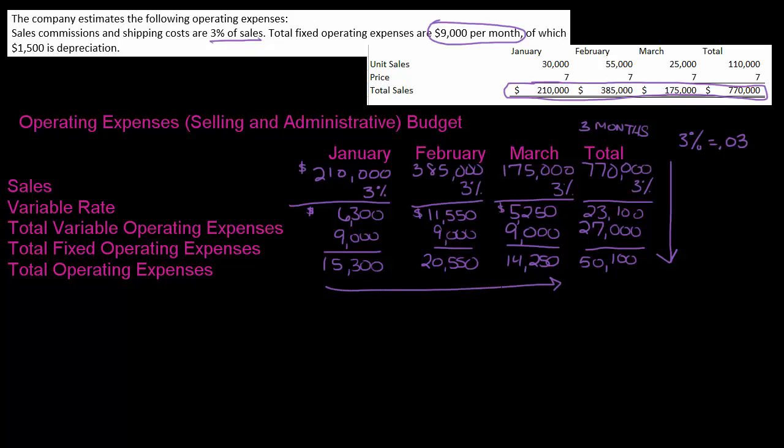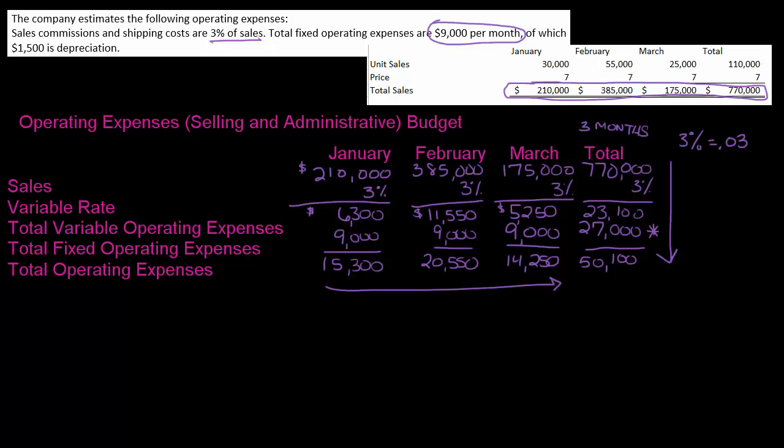Now remember again that your math has to work down and across, and that will help you in case you mess up this total here. If you wrote 9,000 all the way across, then your totals would not agree. So just take that extra second, add those three numbers together, the 15,300, the 20,550, and the 14,250, just to make sure that you get the same number, both down and across. And that's it. That is all there is to the selling administrative operating expenses budget.